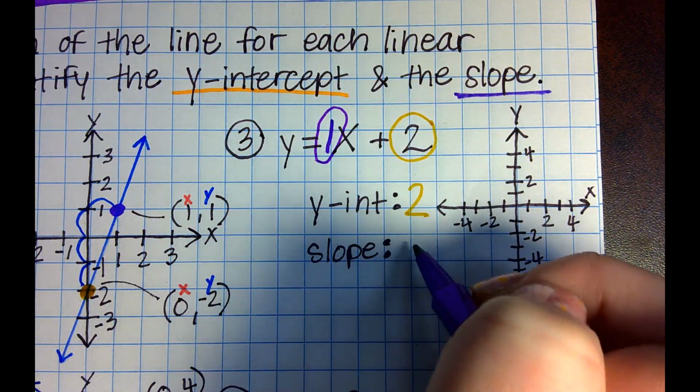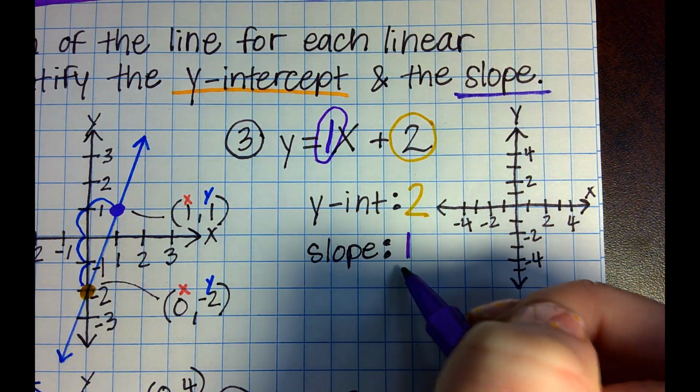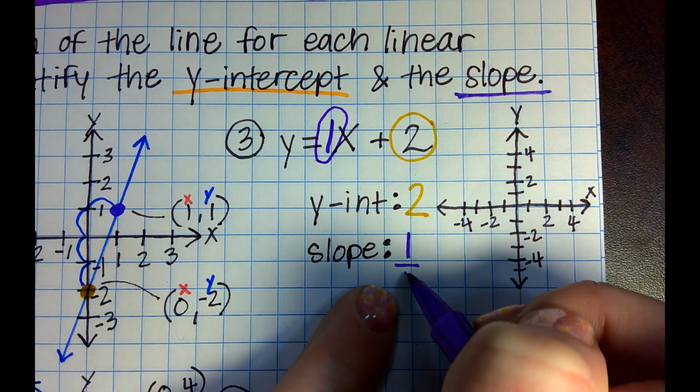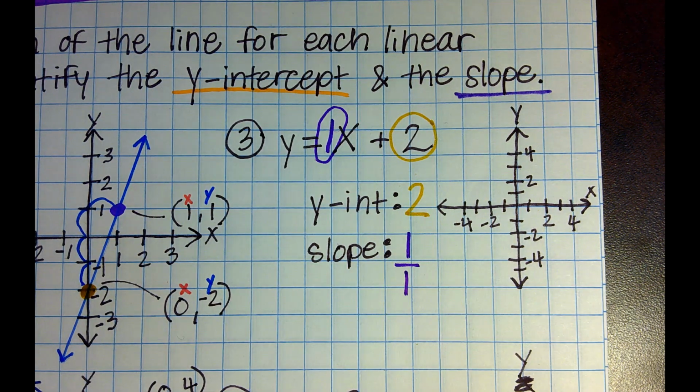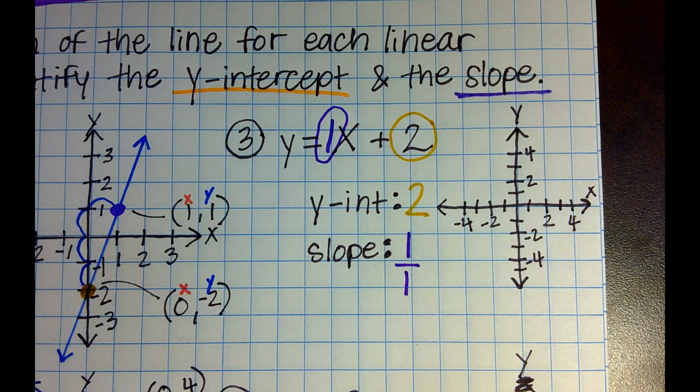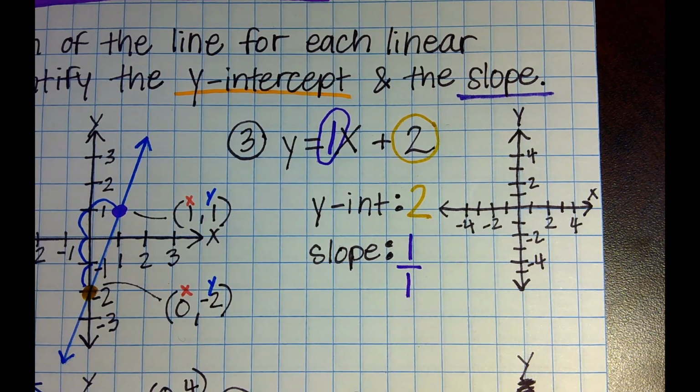And that would mean my slope is 1 over 1. It's just 1 over 1. Anytime you have a whole number and you want it to become a fraction, you always just write it over 1. Does that make sense? Is anybody confused about how we found the slope? Okay. All right.